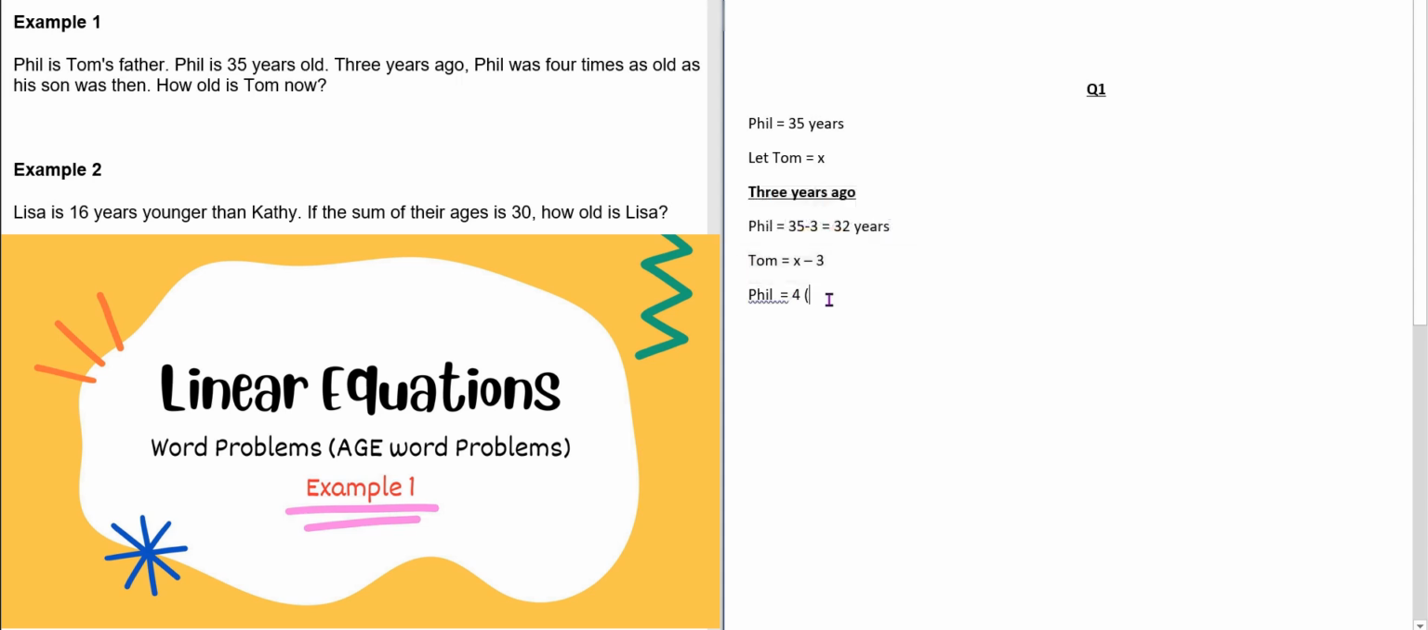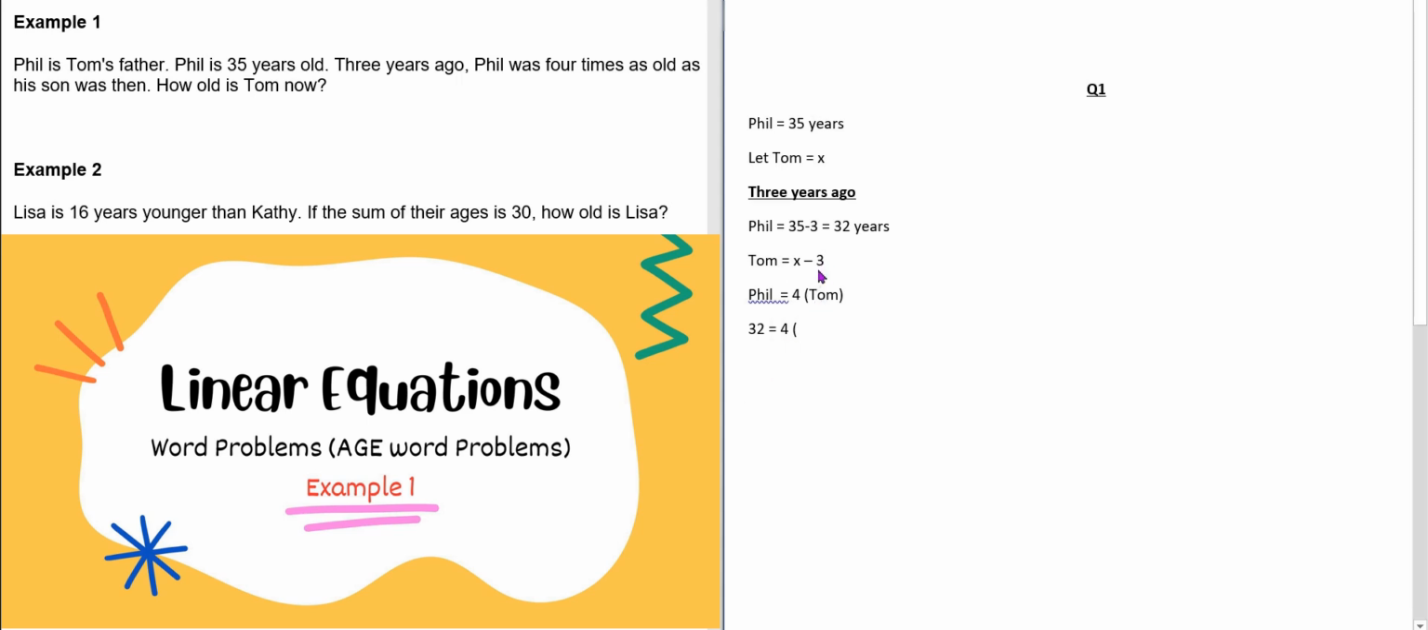And they are telling us that as at that time, Phil was 4 times Tom. So 4 times what? Tom. 4 times Tom. That was 3 years ago. So that's what we are going to use to form our equation. So all this will be in 3 years ago. So let's look at Phil's age 3 years ago, which is 32. So we are just going to substitute. So 32 will be equal to 4 times Tom.